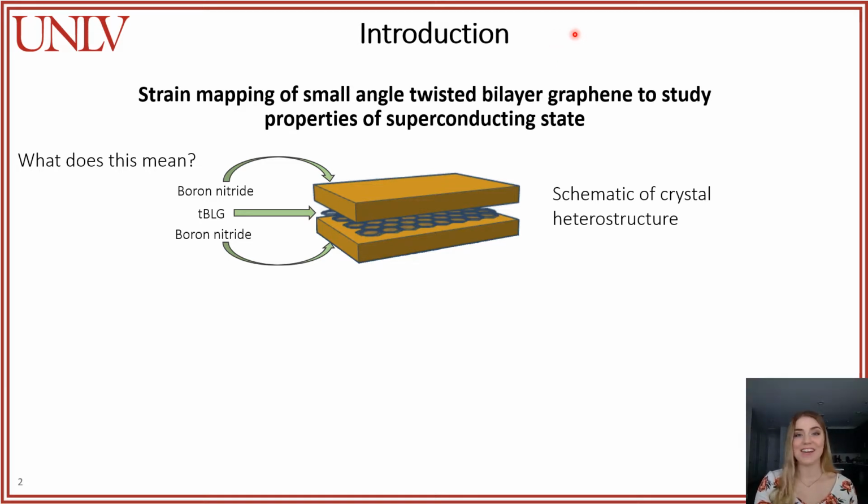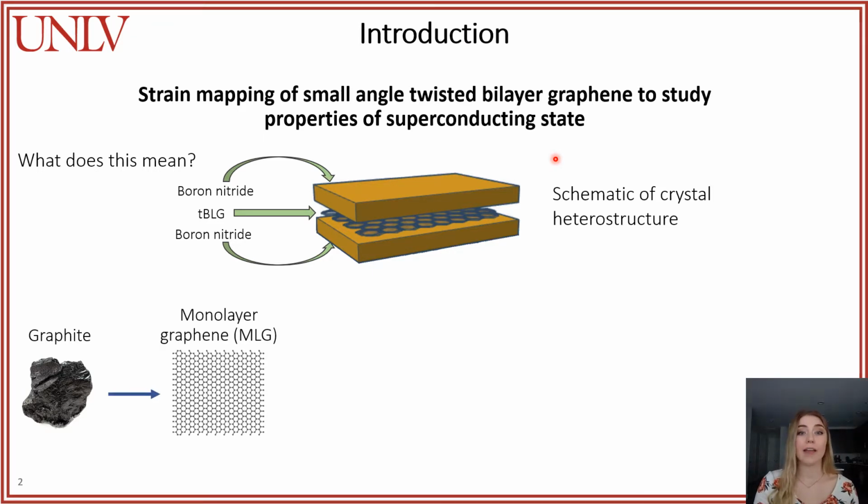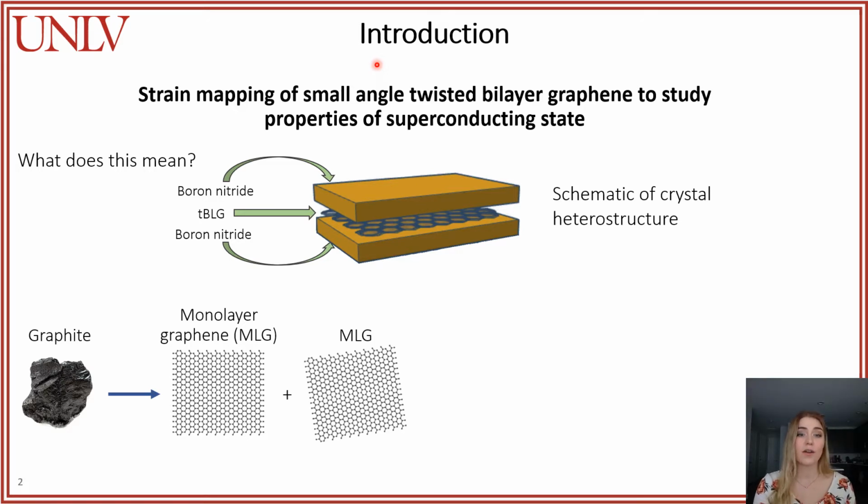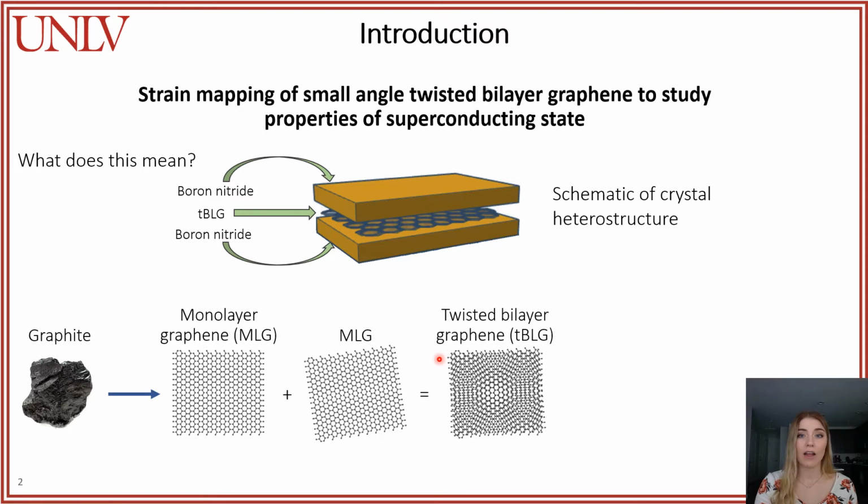Now, twisted bilayer graphene is a mouthful, but it's really quite simple. You may be more familiar with graphene's bulk parent, graphite. Graphene is a one atom thick lattice of carbon with a hexagonal structure and is 200 times stronger than steel. So stacking two of these single layers of graphene on top of one another, with one that's been rotated at an angle, and we get twisted bilayer graphene.